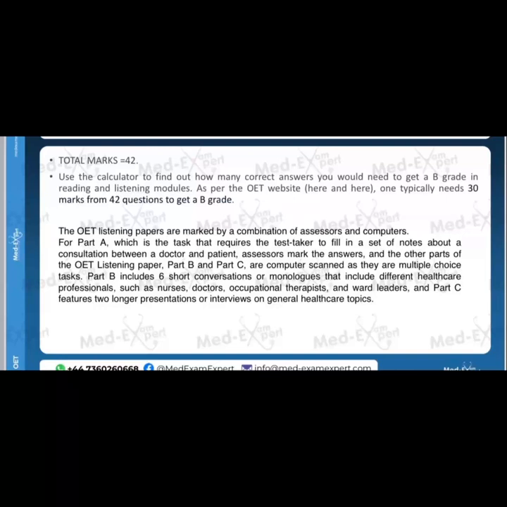Part B and Part C are computer scanned as they are multiple choice tasks. Part B includes 6 short conversations or monologues that include different healthcare professionals, such as nurses, doctors, occupational therapists, and ward leaders. And Part C features 2 longer presentations or interviews on general healthcare topics. So you have to be very familiar with all of this, the chances of monologues or dialogues coming in the exam. You must be familiar with the pattern of the listening module.